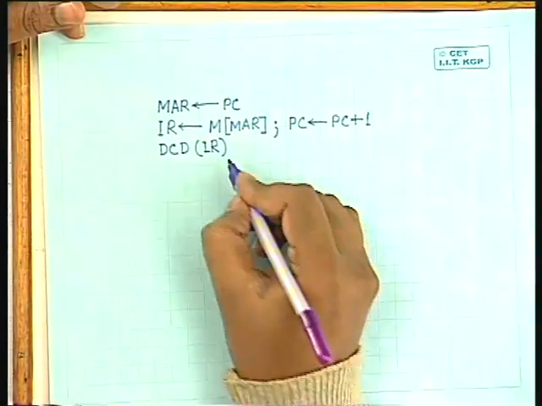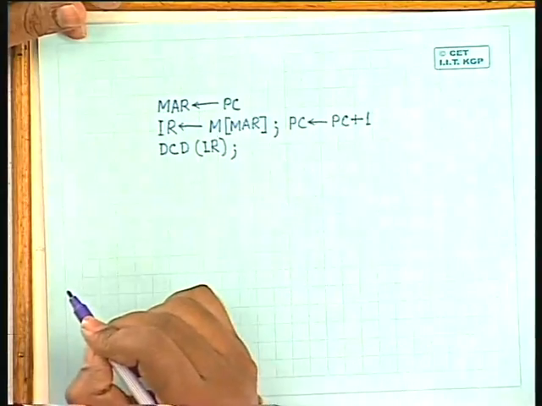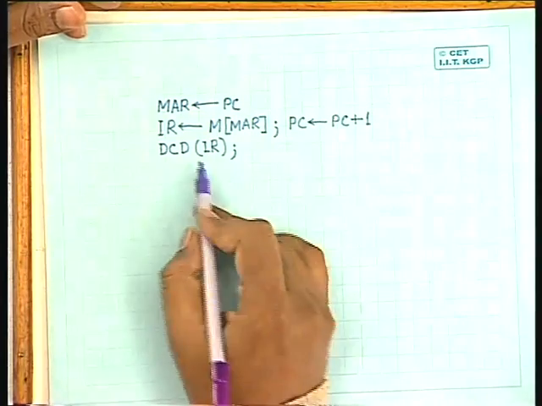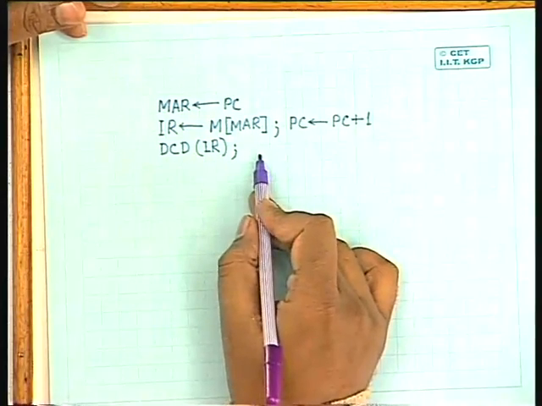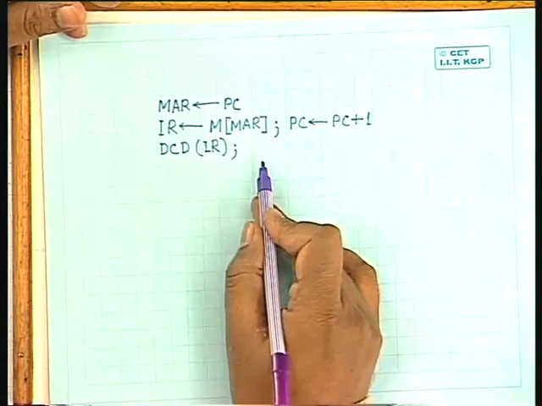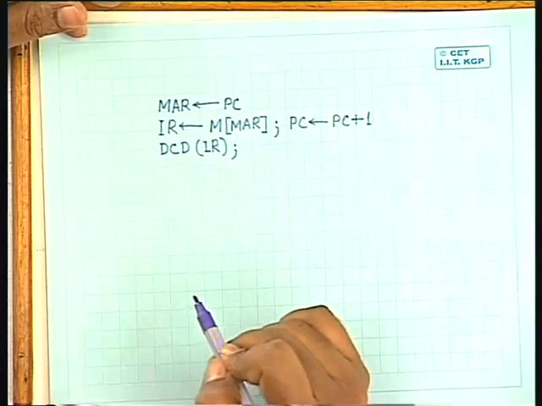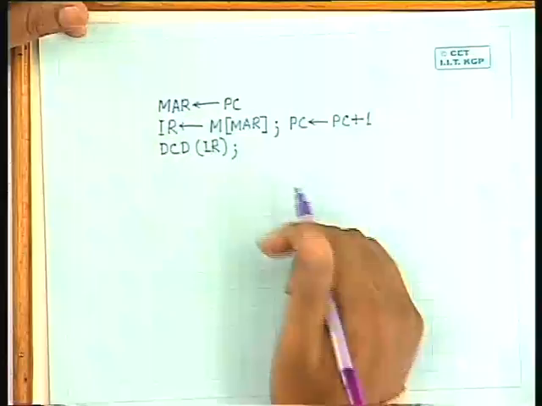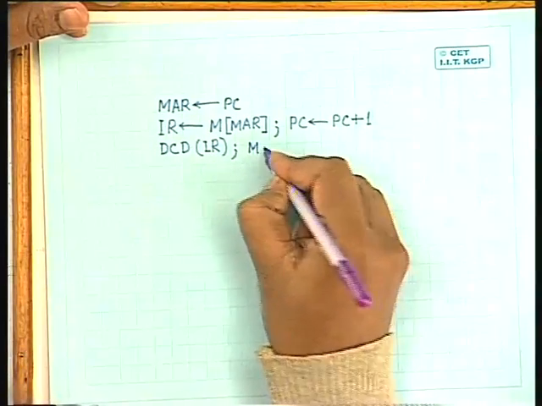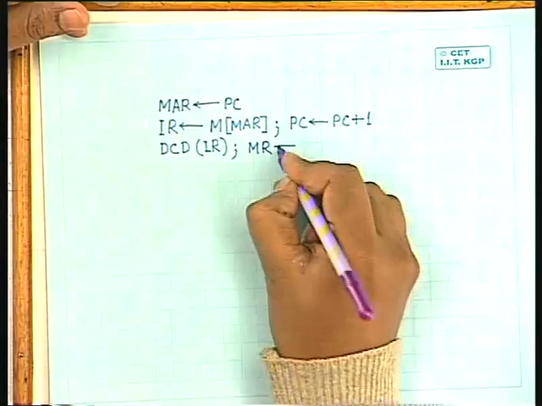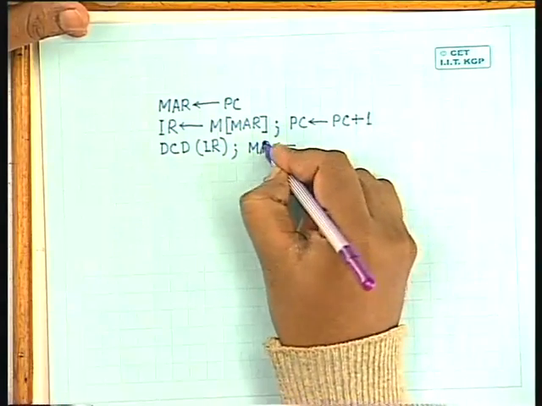Okay. Now simultaneously, when I decode the instruction, I can do one more additional thing, because till now I don't know what type of instruction I am going to execute, since decoding is not yet complete. It is possible that it is a memory reference instruction. So there is no harm in sending the lower 12 bits of the instruction register, which are supposed to be the operand address for memory reference instructions, to the memory address register simultaneously while decoding.